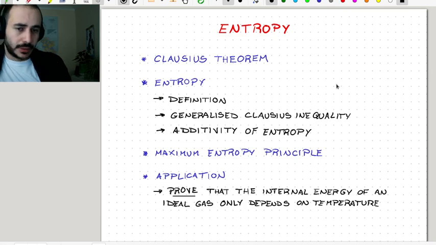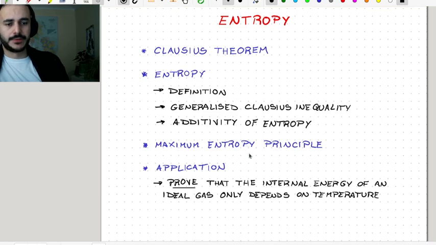So we will define entropy: how we define the entropy of an equilibrium state of a thermodynamic system. We are going to see a generalization of the expression in Clausius' theorem, the generalized Clausius inequality, in differential form. And we are going to see, as another property of entropy, the additivity of entropy, or rather, when does it hold that entropy is additive.